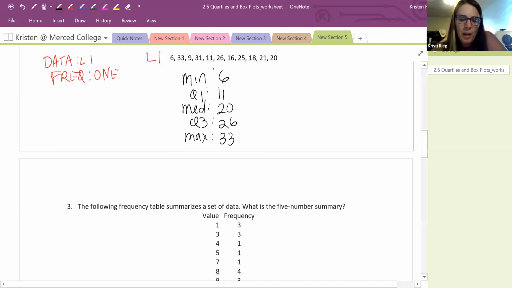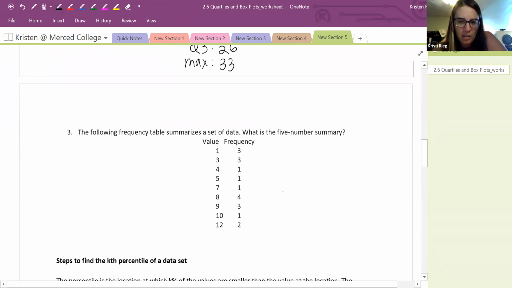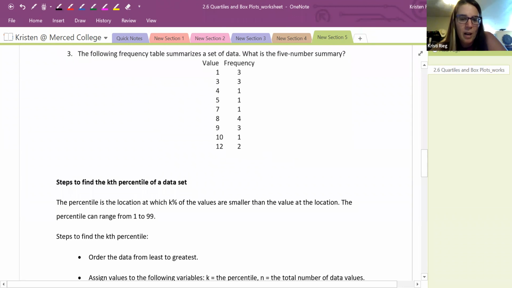Okay, down here we have a frequency table. Oh goodness, I don't even know how many numbers are on this list. I guess I could add up the frequency. But my point is, I don't want to write out this list because it looks like it has a lot of numbers in it. But it may be 20. I'm just guessing right now, but I definitely want to use my calculator for this one.